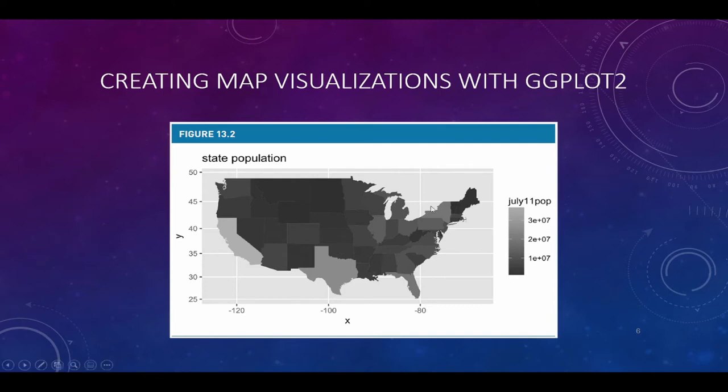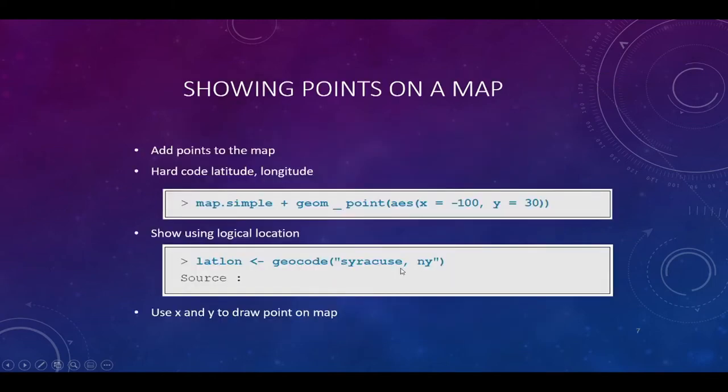Okay, so we've shown how to do a visualization by filling in states, but how do we show a point on a map? A logical location to put points is an address, which is better than a specific longitude or latitude, which you may not know. So geocode, which is shown here, is going to return the latitude and longitude points for a location. It uses Google, and the result is going to be stored.